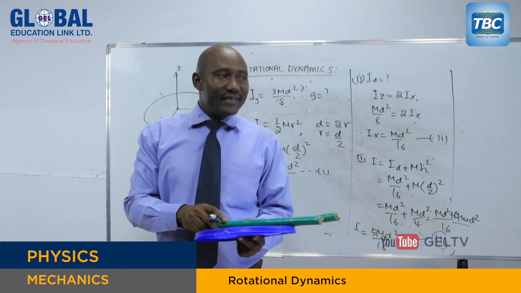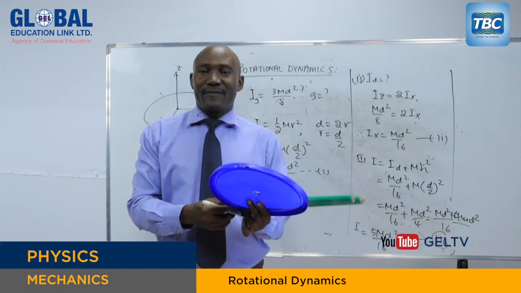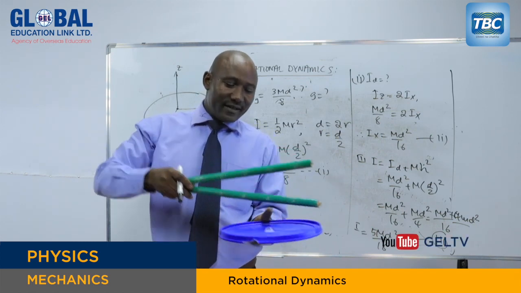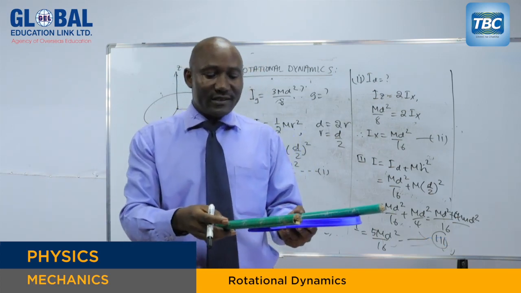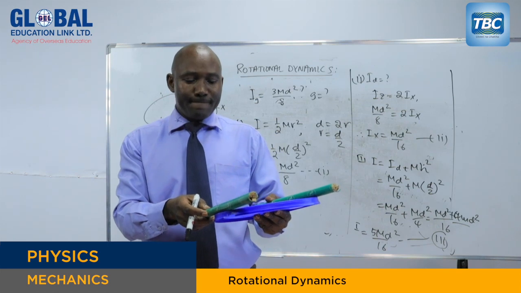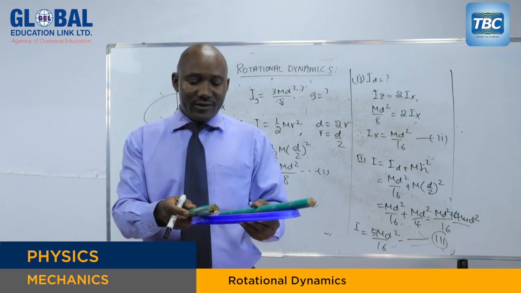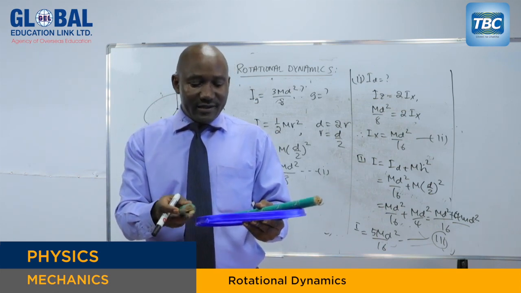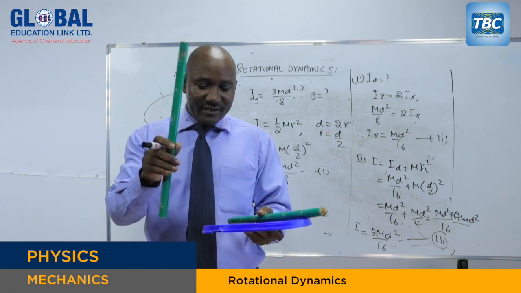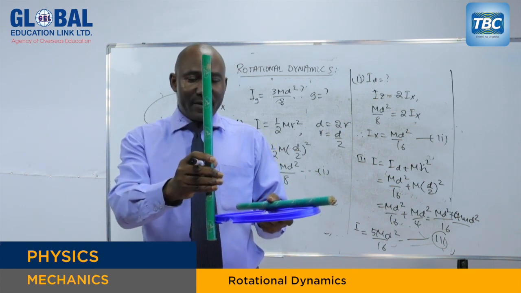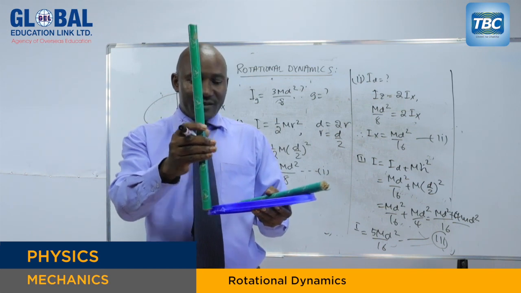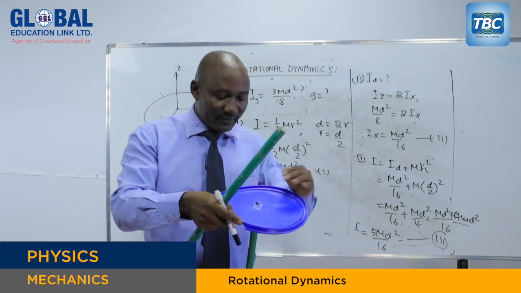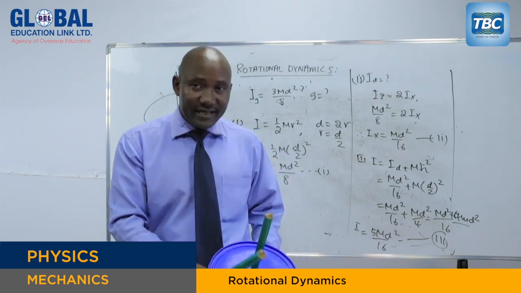So where is the axis of that body? We have tried at the center. We have tried through the diameter. We have tried with the circumference and perpendicular to the plane. We have failed. So maybe the last alternative is that it is passing through the circumference like this, perpendicular to the plane. This is the last option.